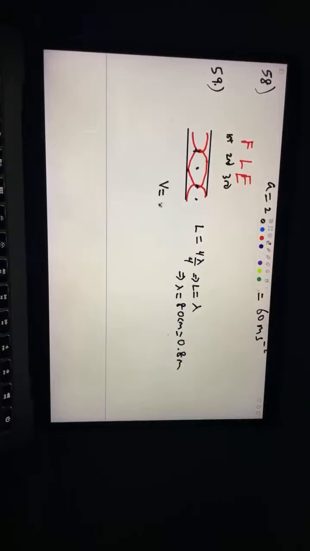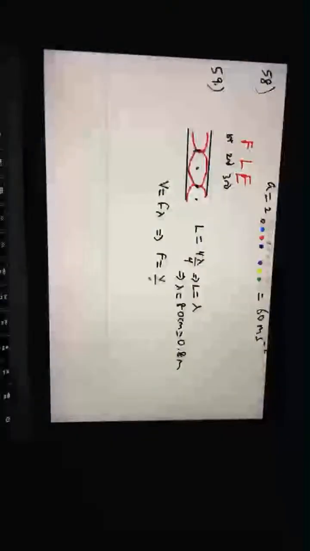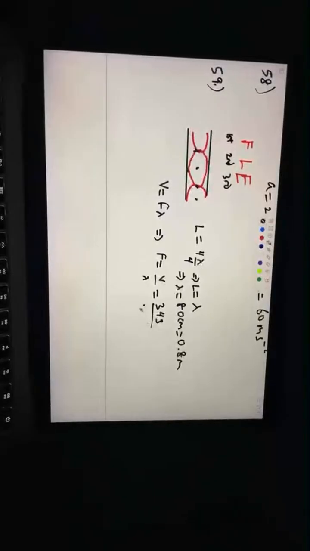Using the formula V equals F lambda, the frequency, which is what the question asks us to look for, will be equal to V over lambda. Our V is 343 and lambda is 0.8. So let's do that division. For question 59, V was given as 343, divided by 0.8. That gives 428.75.